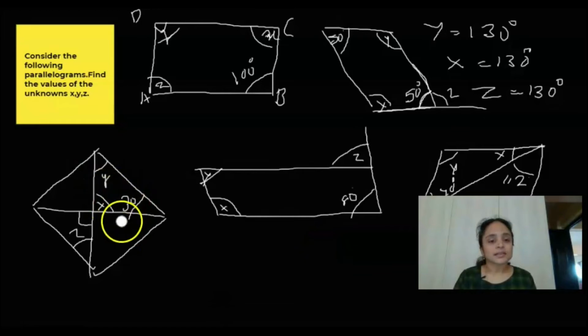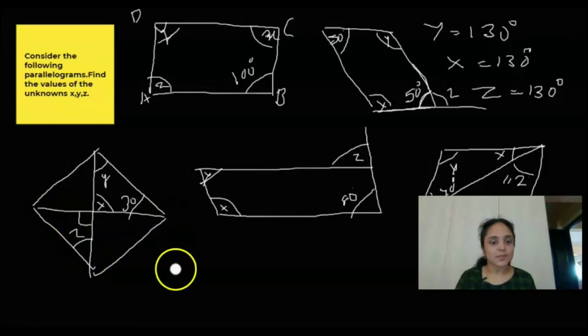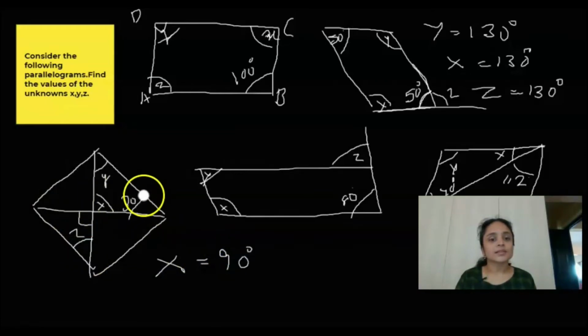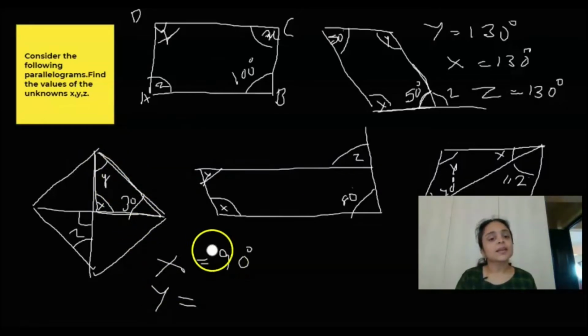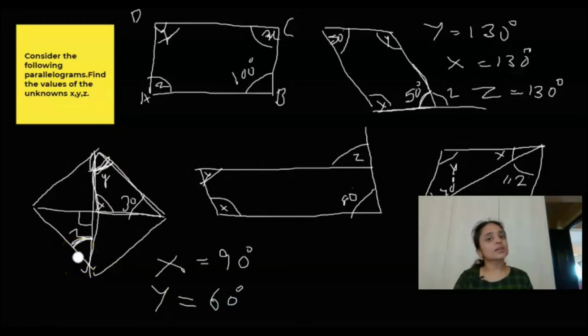Okay, now let us consider this figure. What is x here? Since these are diagonals of this parallelogram, this x will be equal to 90 degrees, and this is 30 degrees. Y will be equal to, this forms a triangle. So y equals 180 minus 90 plus 30, that is 180 minus 120, which is equal to 60 degrees. Y and z are vertically opposite angles and vertically opposite angles are equal. So z is equal to 60 degrees.